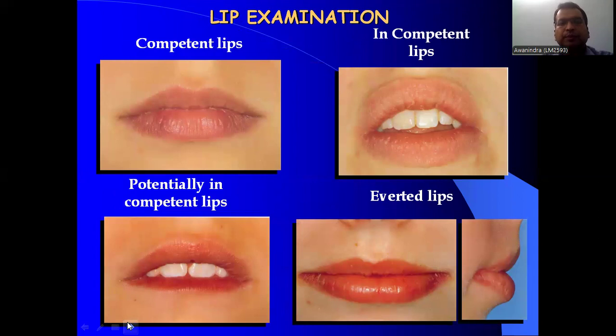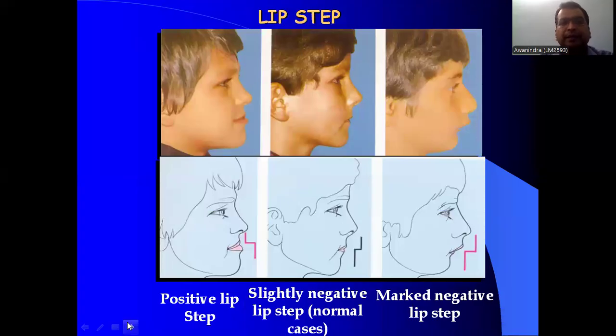Then one of the most important things is the examination of the lip, whether it is a competent lip, incompetent lip, potentially incompetent lip, or inverted lip. Lip steps: how the upper lip and lower lip close to each other. There is a positive lip step, slight negative lip step, which is normal, and marked negative lip step. Marked negative lip step you will see in a class 2 malocclusion. Positive lip step you will see in a class 3 malocclusion.